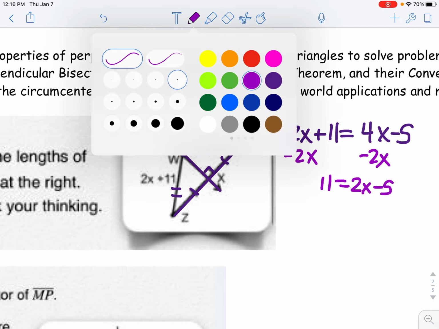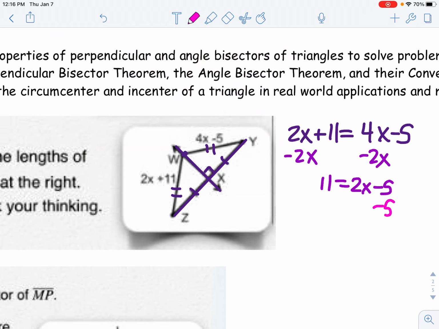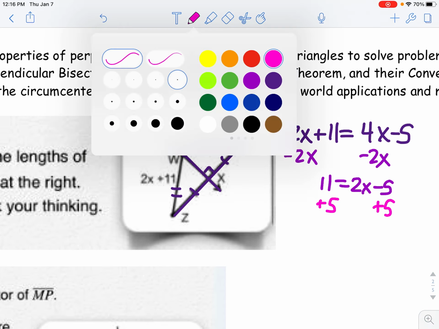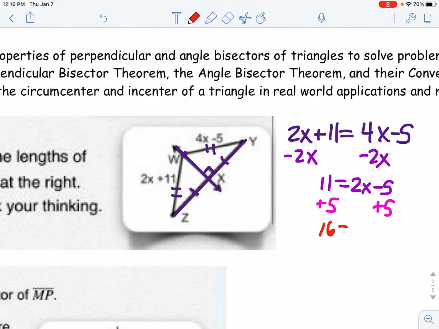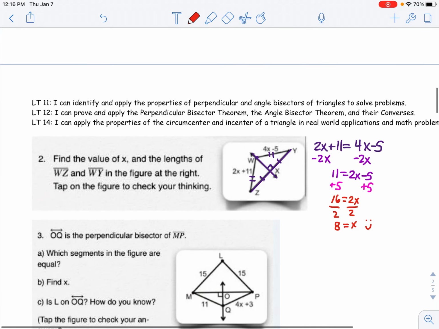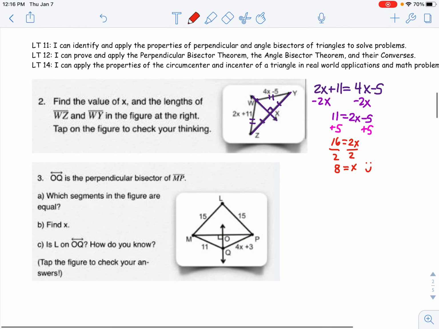We're going to get 2x plus 11 equals 4x minus 5. I'm going to add 5 to both sides. We're going to get 16 equals 2x. Divide both sides by 2. 8 equals x. Smiley face. All right, so that's just kind of emphasizing how any point on the perpendicular bisector is equidistant to the endpoint.